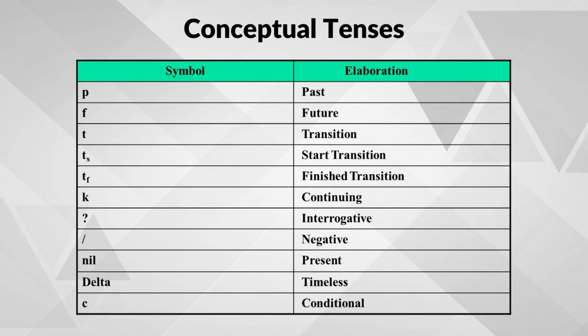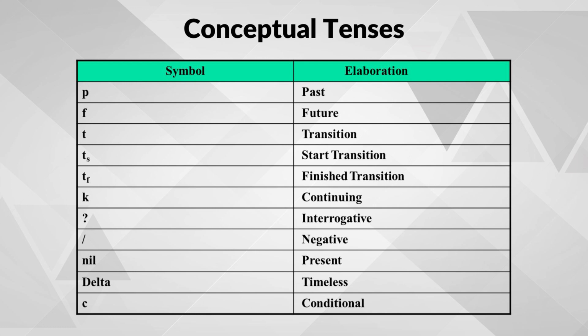K for continuing represents an ongoing or continuous action or state. Question mark for interrogative represents a question or an interrogative sentence. Slash for negative represents negation, indicating that something did not happen or is not true. Nil for present represents the present moment or a current state.